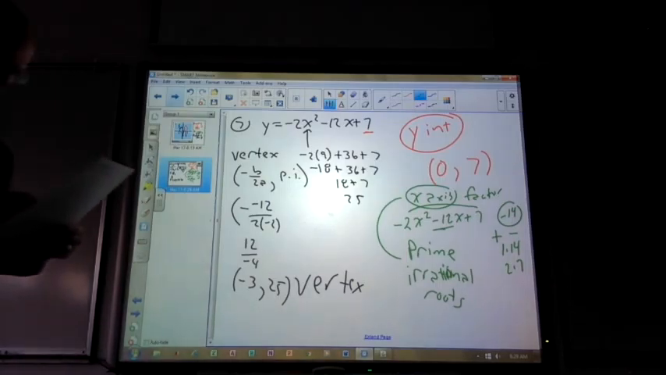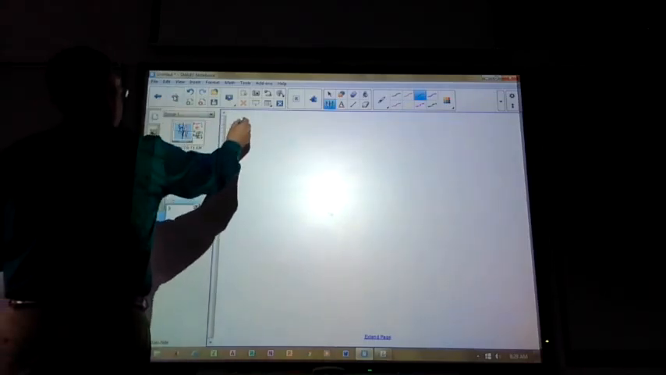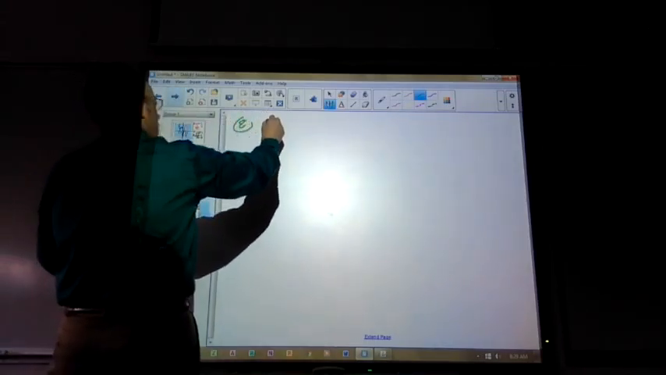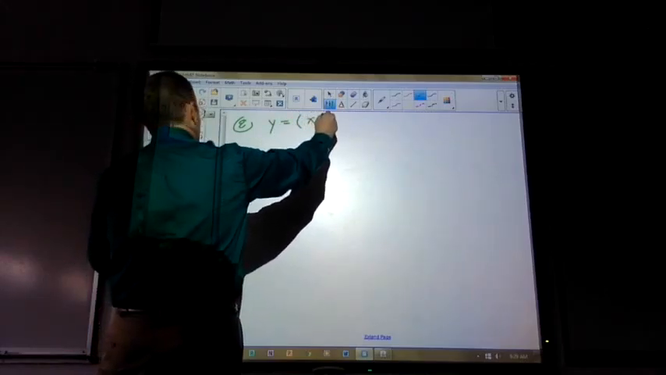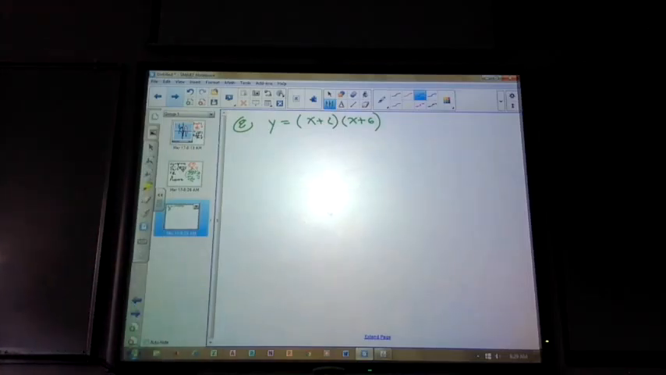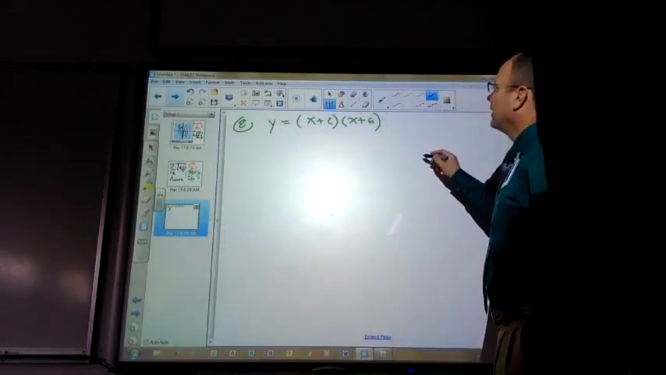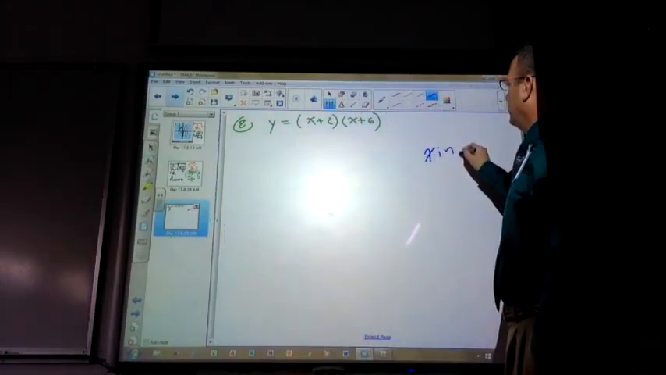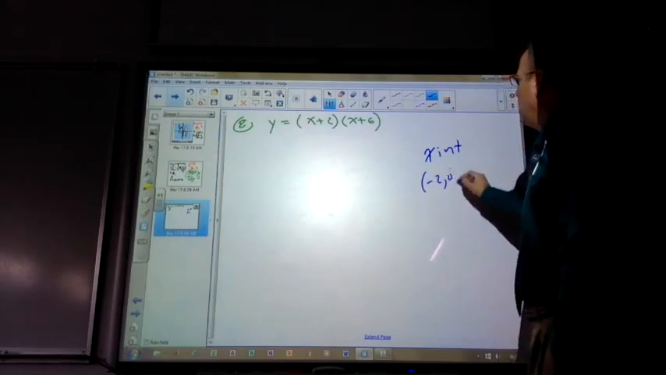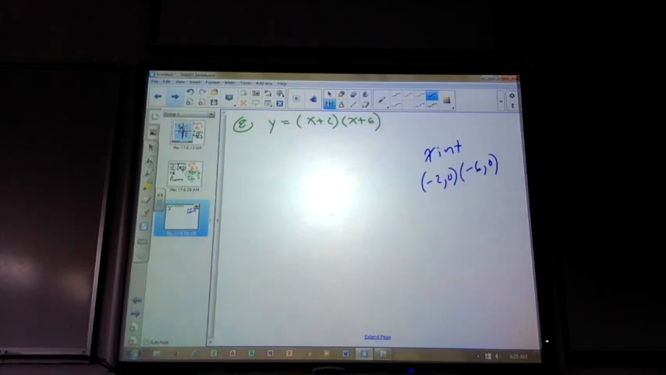Let's see. Give the vertex, y-intercept, and x-intercepts. Y is equal to x plus 2, x plus 6. Let's go with the obvious. The x-intercept is going to be at negative 2, 0 and negative 6, 0. So remember, you set each of those equal to 0, and then you create it as a point. So that's the x-intercept.